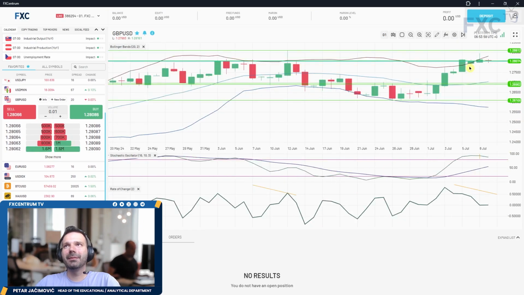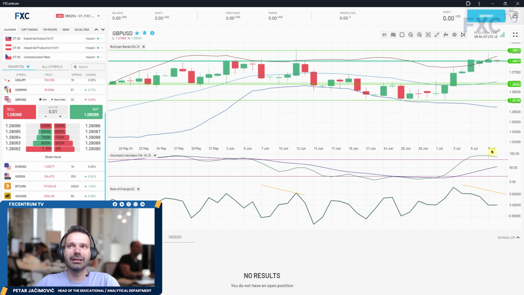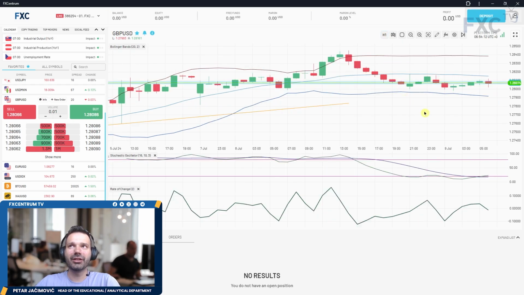On the pound dollar, we had basically a doji candle just around the resistance at the 1.2850, 1.2860 mark. Quite a big divergence of the rate of change and quite a big spread between the fast and slow line in the stochastic. So we might see the rotation downside.